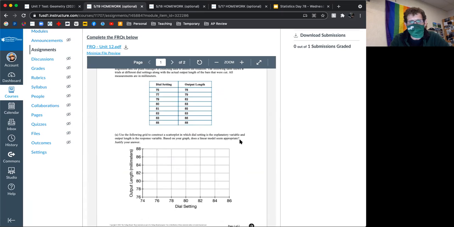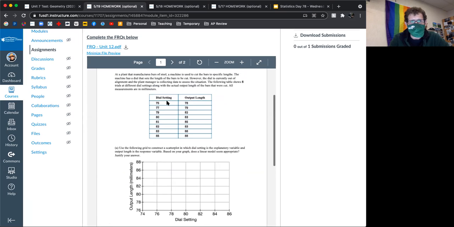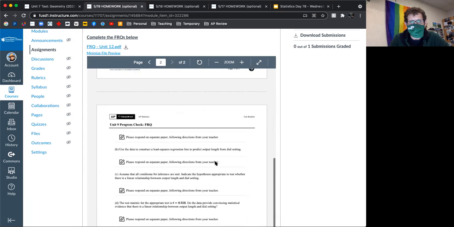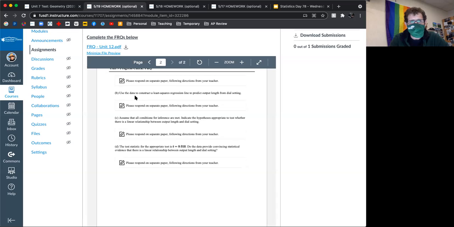So you would need to determine based on that, does it look like you have equal variance the entire way? Is it linear? And those are the main things you're looking for with the graph. Okay, so if you set that up, you would end up with some kind of a linear graph. You can use the data to construct a least squares regression line. Now, the calculator can do this for you.